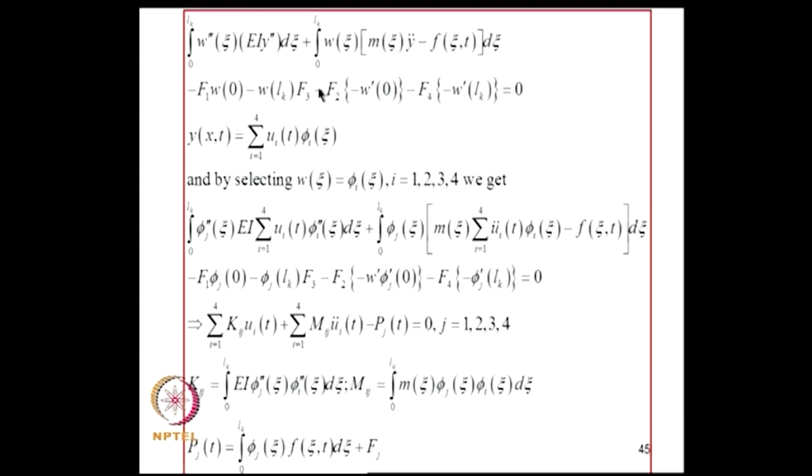Now, this is a weak form, and I assume the solution y of x comma t is the sum over i equal to 1 to 4 of ui of t times phi i of xi, and we can select phi i of xi to be cubic polynomials. I do not want to discuss the issues on how to select the polynomials, here we have seen that. We select w of xi to be the trial functions themselves, and I can now perform these integrations. The terms involving EI will lead to the stiffness matrix Kij as shown here, terms involving mass will lead to the inertial mass matrix as shown here, and the remaining terms contribute to the equivalent nodal forces as shown here. This is for the kth element.